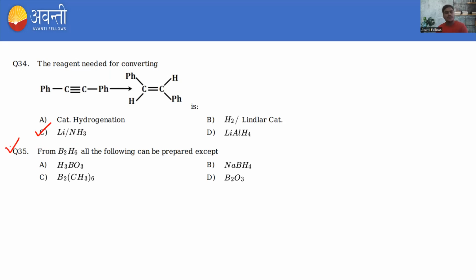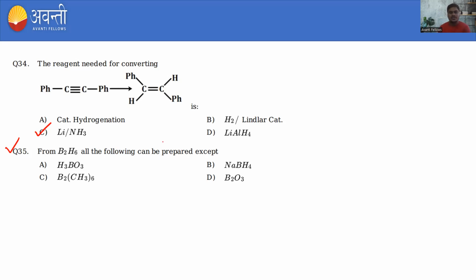Now, let's move to question number 35. So what does question number 35 ask, beta? From B2S6, all the following can be prepared except. So this is from the p-block elements. Out of these four, which will not be prepared from B2S6? So again, it's a very simple thing.